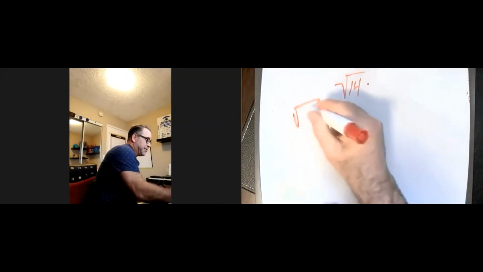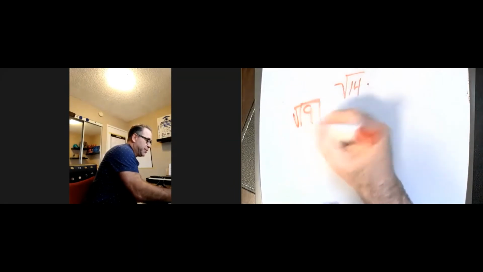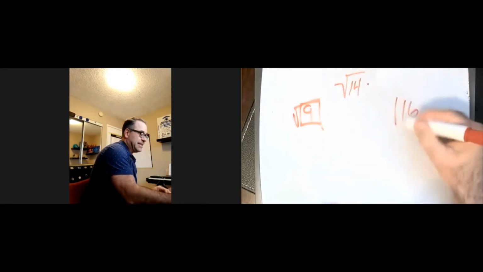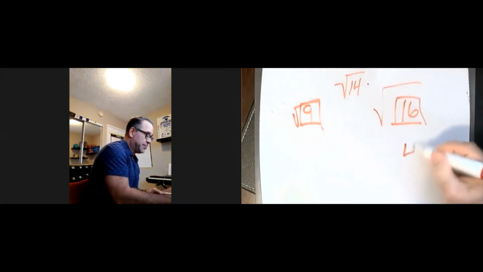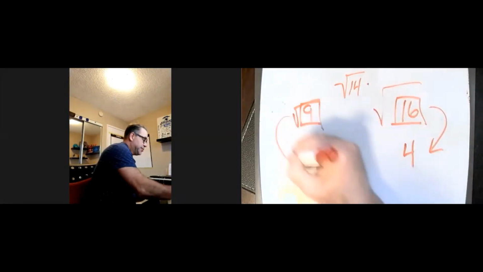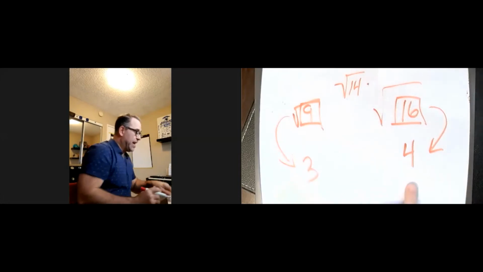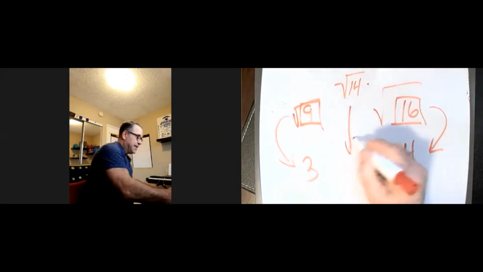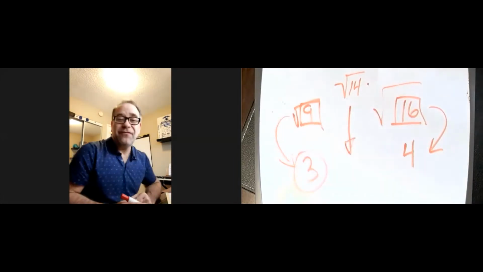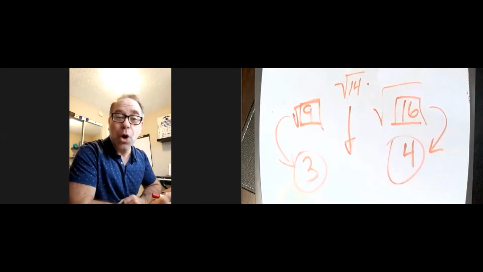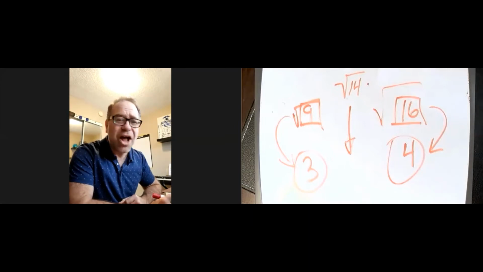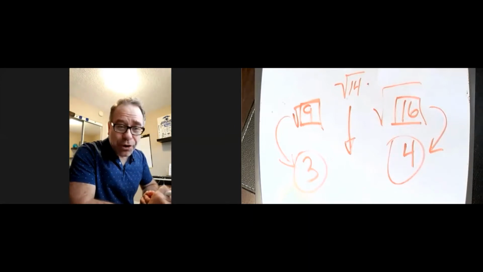The square root of 9 is a perfect square. 16 is also a perfect square. So if I square root those bad boys, the answer is 3 and 4. So I'm thinking the square root of 14 is somewhere between 3 and 4. No, not 34, Mr. Mac. 3 and 4.